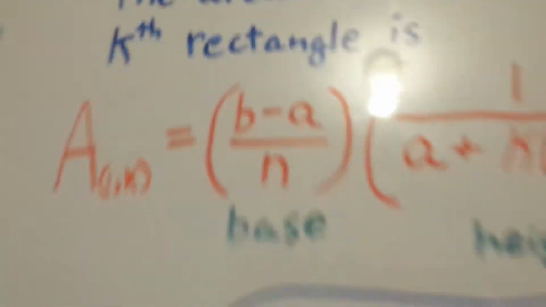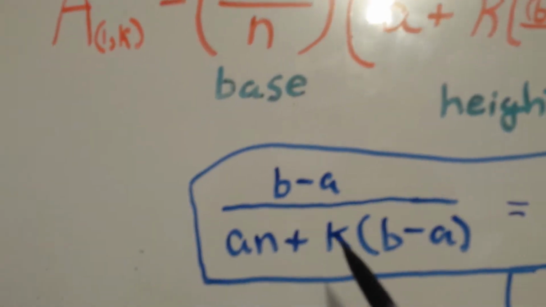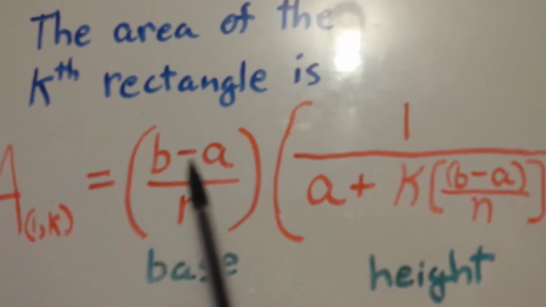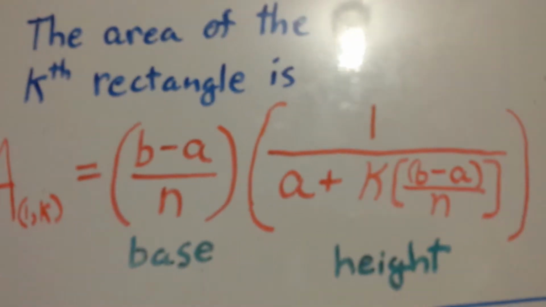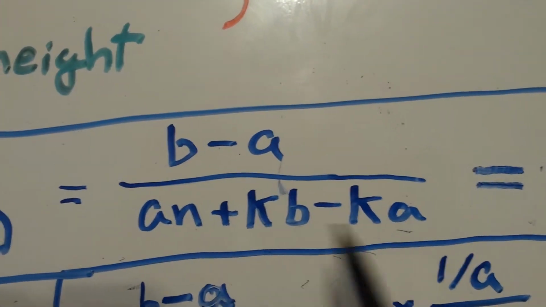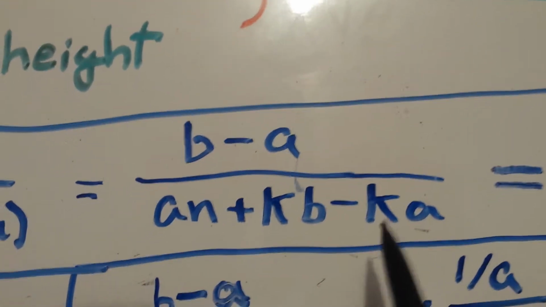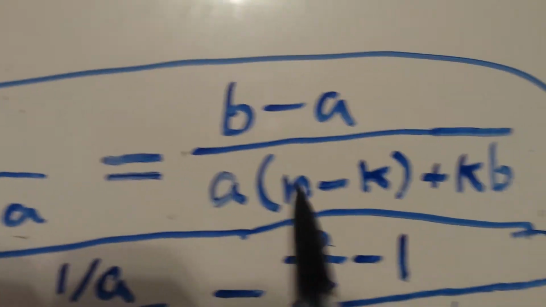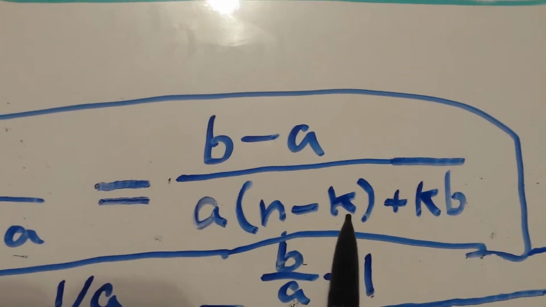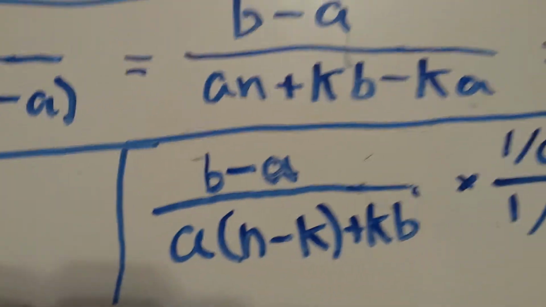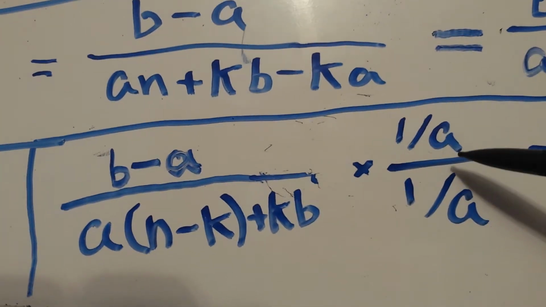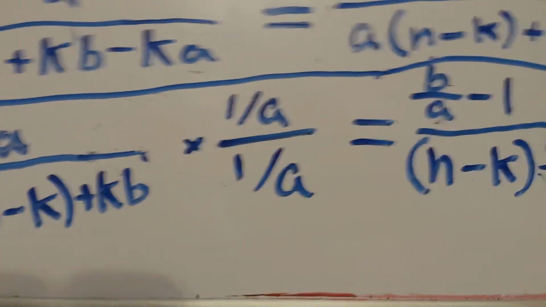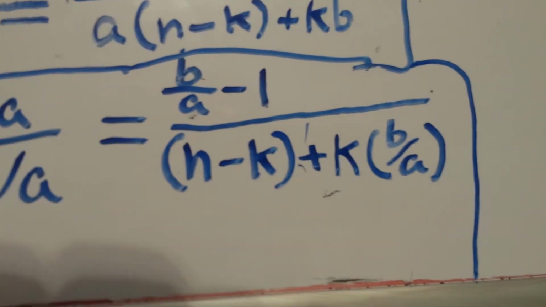And how do we do that? Well, we use algebra. So let's see, if we multiply this out, b minus a times 1 and n minus this whole thing, we would get that. And then we can bring the terms with the a together, you know, an minus ka, right? And factor out the a, so then we get that. And then if we multiply the numerator and the denominator by 1 over a, we will finally get this, right? And this is the expression.